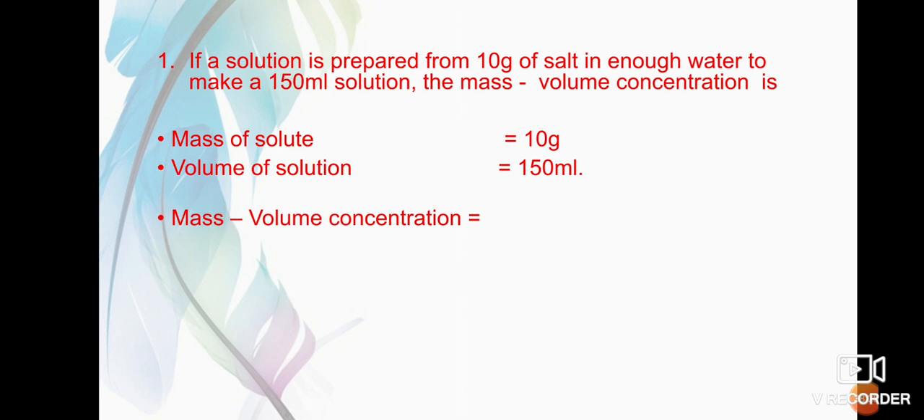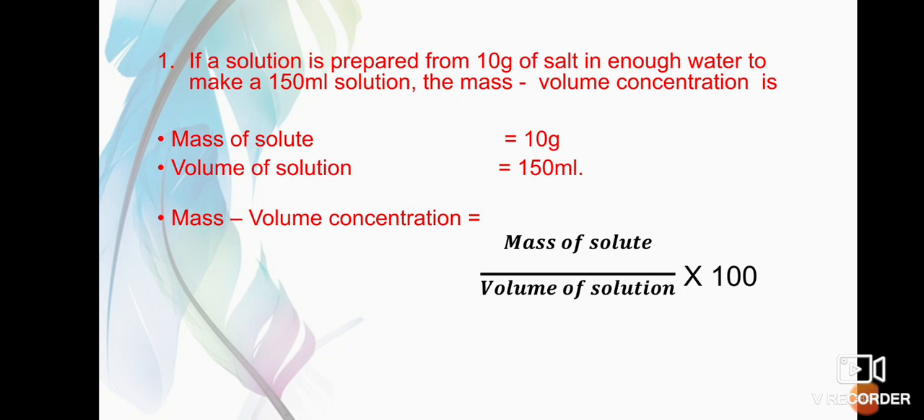Then what is the formula we have? Mass of solute by volume of solution into 100. By substituting values we get the concentration of solution: mass of solute 10 by volume of solution 150 into 100. By cancellation we get 6.7% concentration.